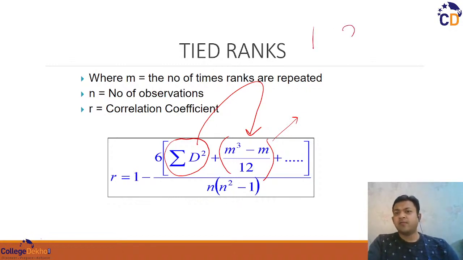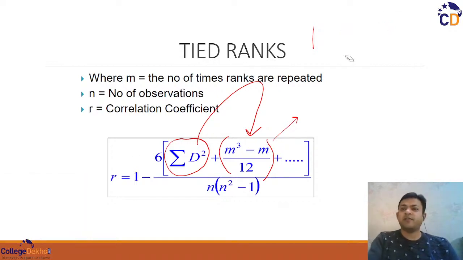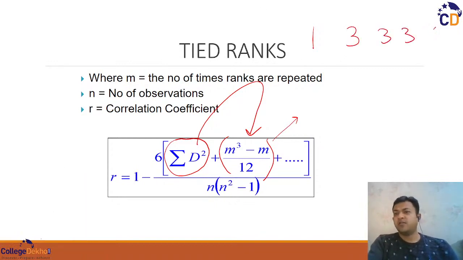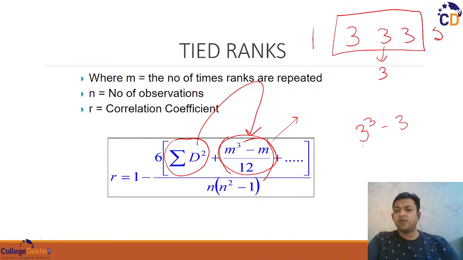Let's take a simple example to understand. Let's say our tied ranks were 1, 3, 3, 3 and 5. These three are found to have the same rank. How many times has the rank been repeated? They have been repeated 3 times. So this term becomes 3 to the power 3 minus 3 over 12. That becomes 27 minus 3, 24 divided by 12, and it comes out to be 2.